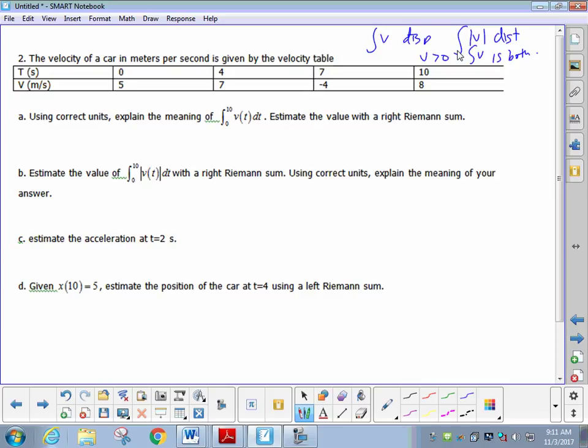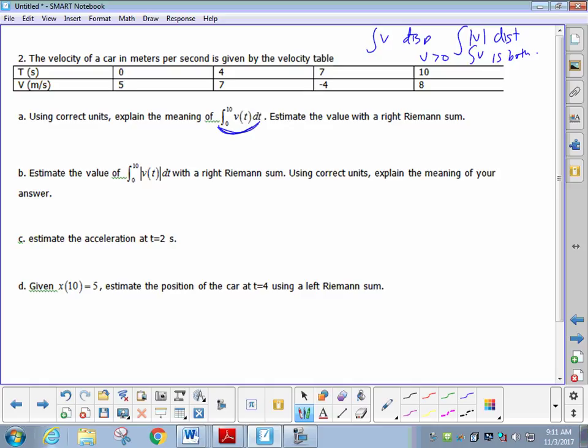Another AP pointer for you. You should do the problem in the order in which it's asked. Too many people will lose points on AP exams because they interpret the answer when that wasn't the question. It was explain the meaning of the integral, not your answer. And those are graded differently. If you're asked to interpret your answer, then your answer is in your explanation. But if you're asked to interpret the expression, then you should be doing that first and then finding the answer. So what is this? What does this mean? Am I finding distance or displacement?